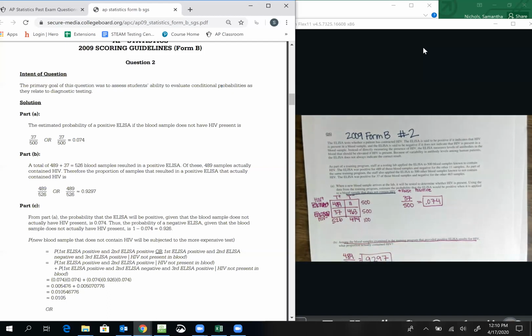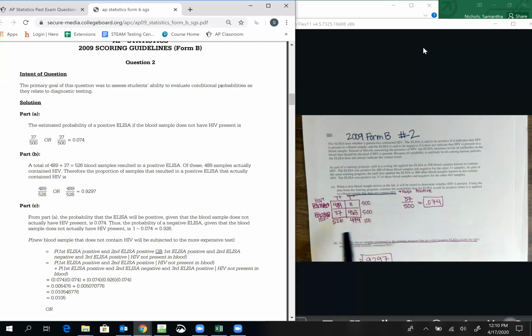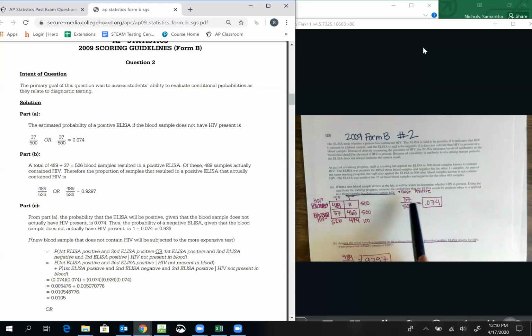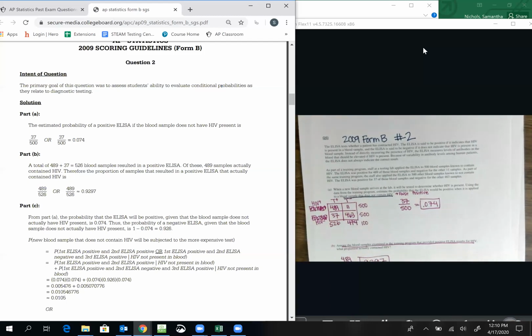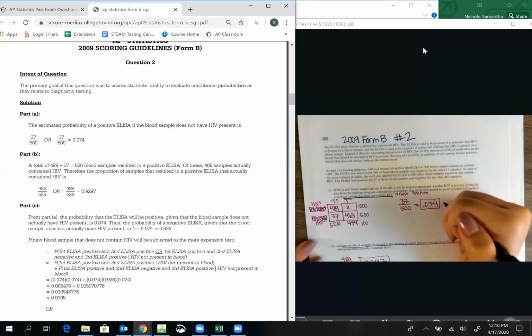So the best way to do this problem is to create a table like I did here. So it's 37 out of the 500 is the probability you would get a positive result from a negative person. It's the same thing they got.